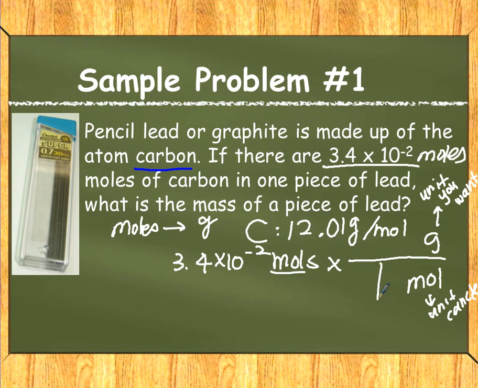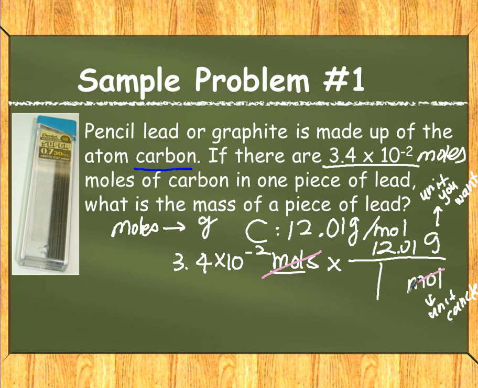6.02 times 10 to the 23 is for particles, right? Now if I tell you that there are 12 grams for every 1 mole, what should be the number that's at the top? 12, right? And I got that from the periodic table. So I will put it there, 12.01. Now, what cancels out? The moles cancel out.